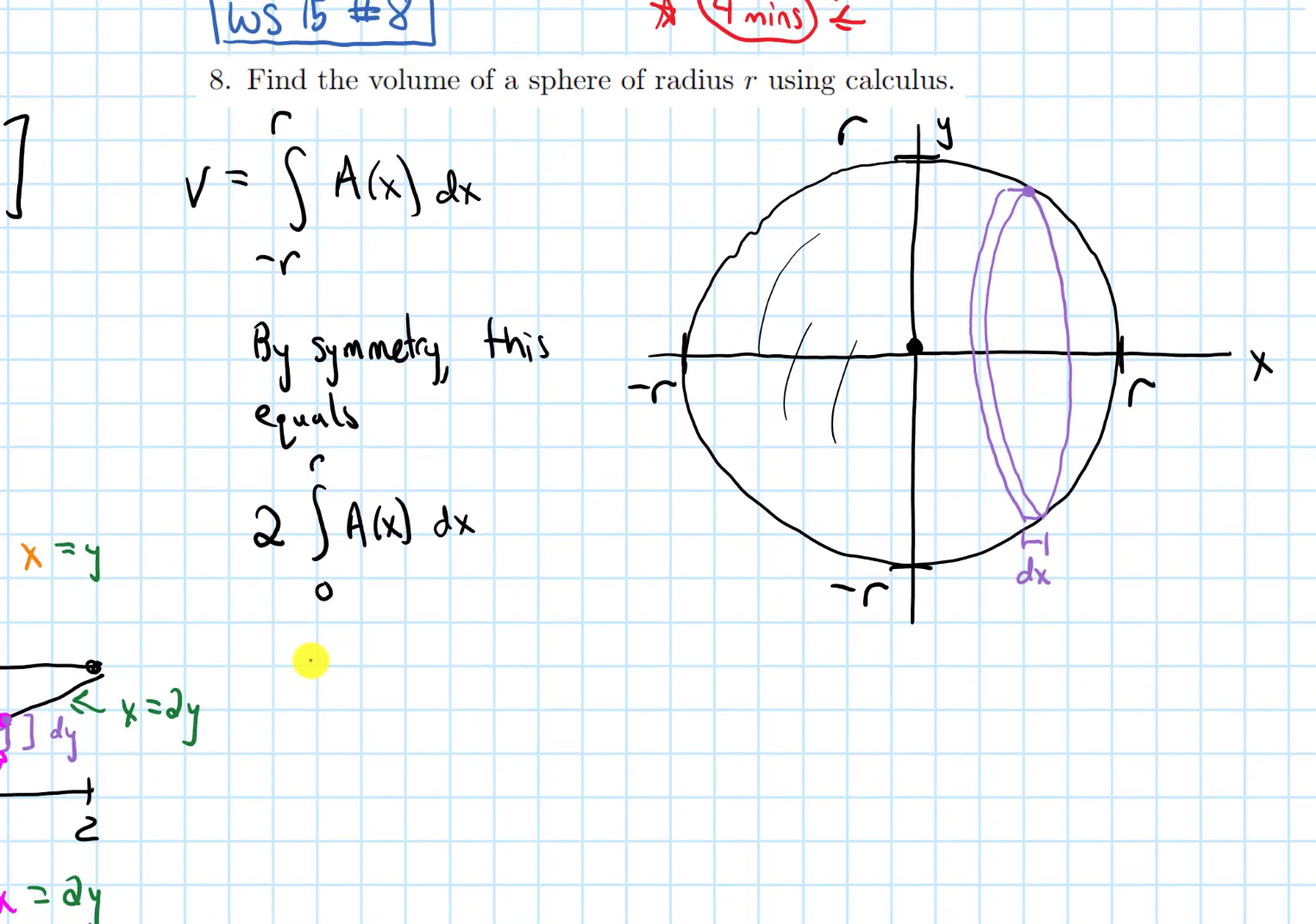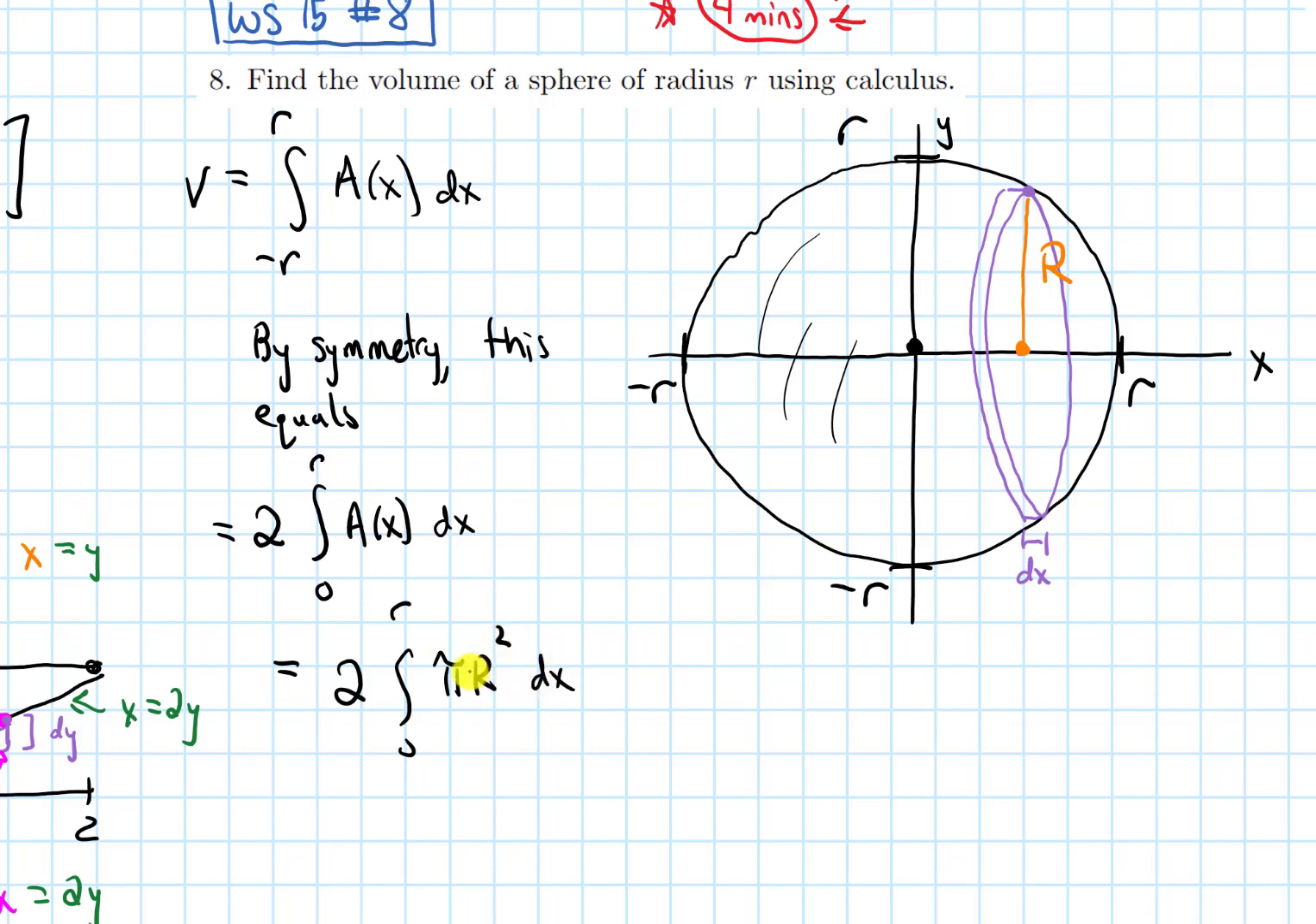So what is the formula for the area of these cross-sections? We'll get 2 times the integral from 0 to r. My cross-section is a circle, so let me draw the radius. I'm going to call it big R because I already have a little r in the problem. The area of the cross-section is going to be pi big R squared dx.